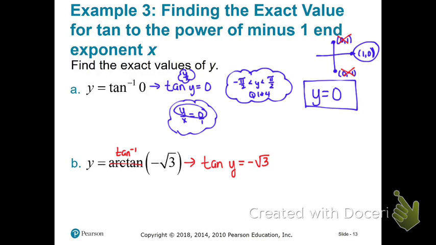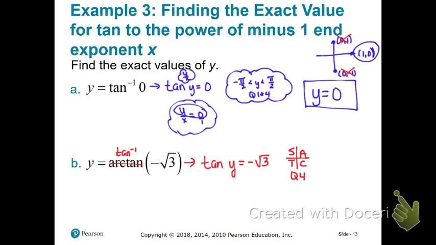So for tangent, you have to think about your quadrant. Where is tangent negative? In 1 or 4? 4. So we're in quadrant 4.